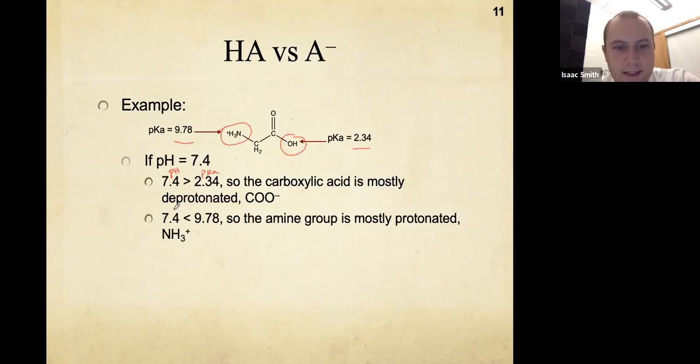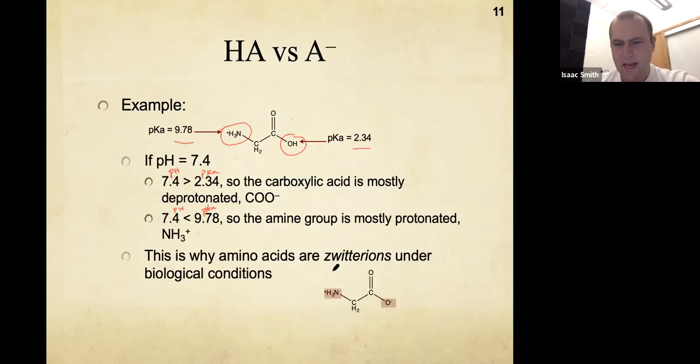Okay, and then if we look at the amine group, the pH is 7.4 and the pKa is 9.78. So that means the pH is less than the pKa, right, or more acidic. So we're going to have more of the acid form of this group, or the more protonated form, which is this one right here. So at the pH of 7.4, in our body, this is what an amino acid actually looks like. You have the acid form of the amine and the base form of the carboxylic acid on the right.